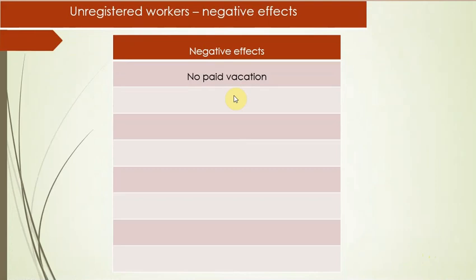Then now on this side, what are the negative effects of unregistered workers? Workers who are not registered, we call them the informal workers. Example, there is no paid vacation. They don't receive paid vacation. They don't receive anything for sick leave. So if they have an accident or if they are sick, they receive nothing for that. So on this side, you can write the negative effects here.